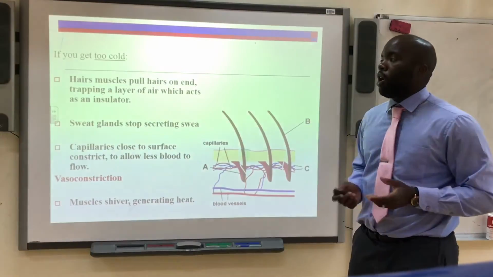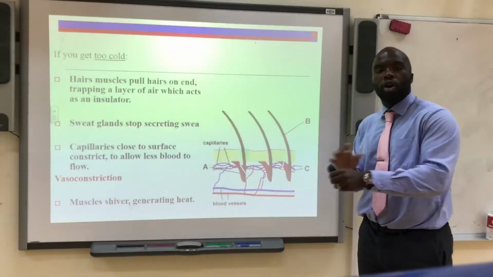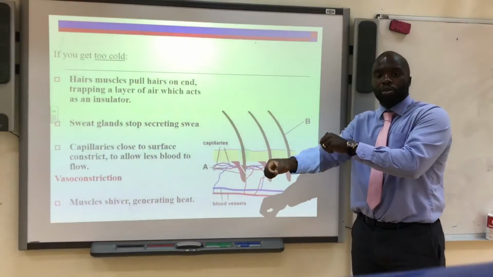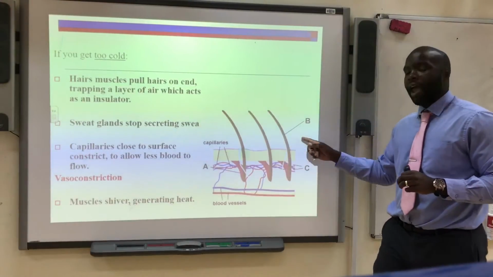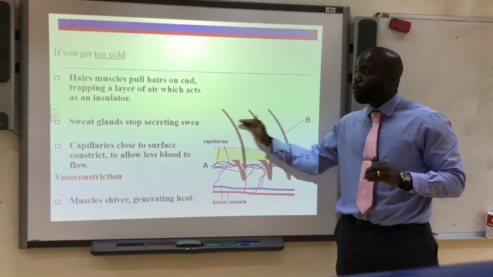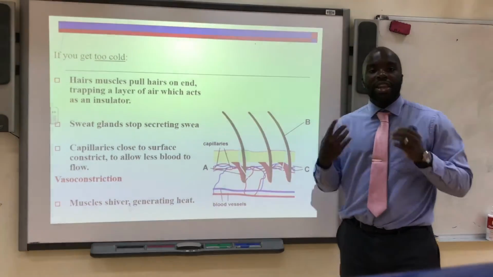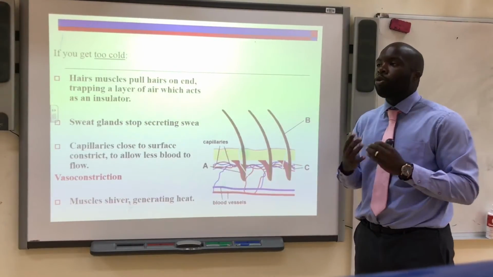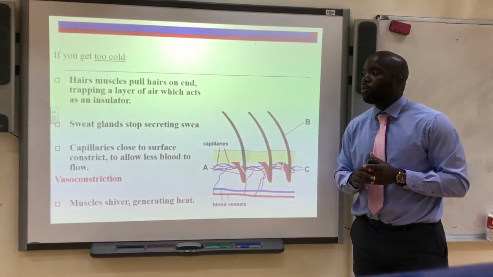On a really cold day, the first thing that would happen is the hairs on your skin will stand on end. This is because the hair muscles pull the hairs up. As you can see, the reason why the hair is up is it traps a layer of air, and this layer of air acts as an insulator. The next thing that will happen is, if you were sweating, you would stop sweating. This is because sweating cools down the body. So your body would stop you from sweating if it gets too cold.